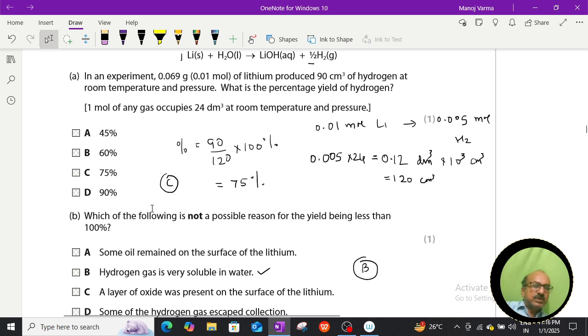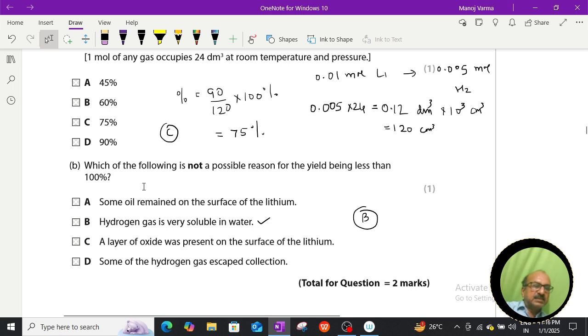Now which of the reasons is not a possible reason for the yield being less than 100%? So when I go through all the answers, hydrogen gas is very soluble in water. This is not the reason, because hydrogen gas is not very soluble in water. So this is not a possible reason. So the answer is B.